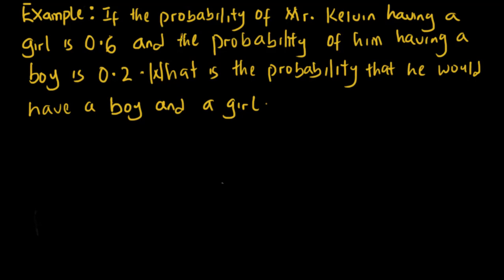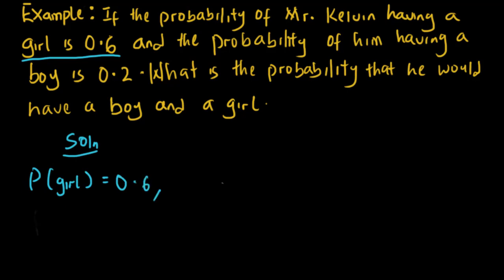So we have this question: if the probability of Mr. Kelvin having a girl is 0.6 and the probability of him having a boy is 0.2, what is the probability that he would have a boy and a girl? Now remember, you want to first of all outline what you were given in the question. So probability of girl equals to 0.6, and probability of boy equals to 0.2.